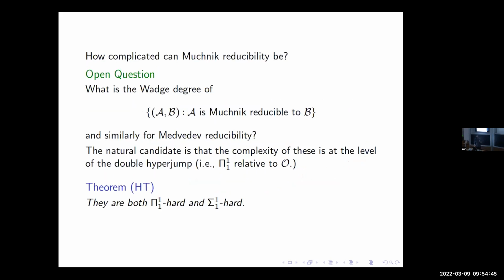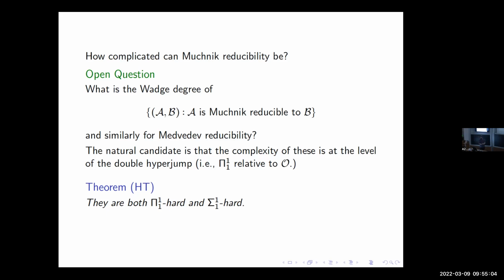Okay, so one thing we did before was we did these complexity calculations for things. We said, how complicated is it for this object to be coded in this structure? So here we can ask a similar question, which is, what's the Wadge degree of the set of pairs of structures A and B, where A is Muchnik reducible to B? And a similar question for Medvedev reducibility.